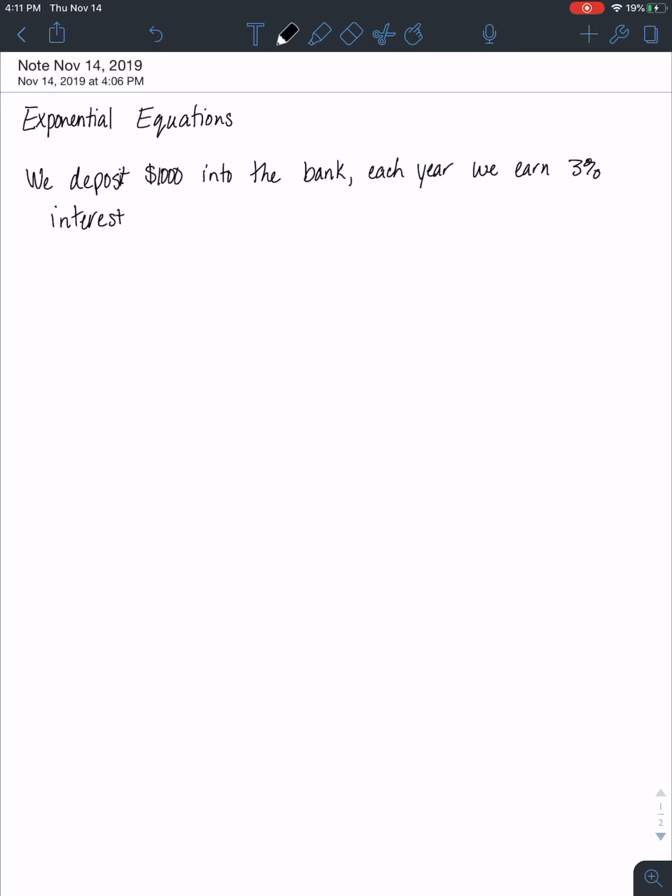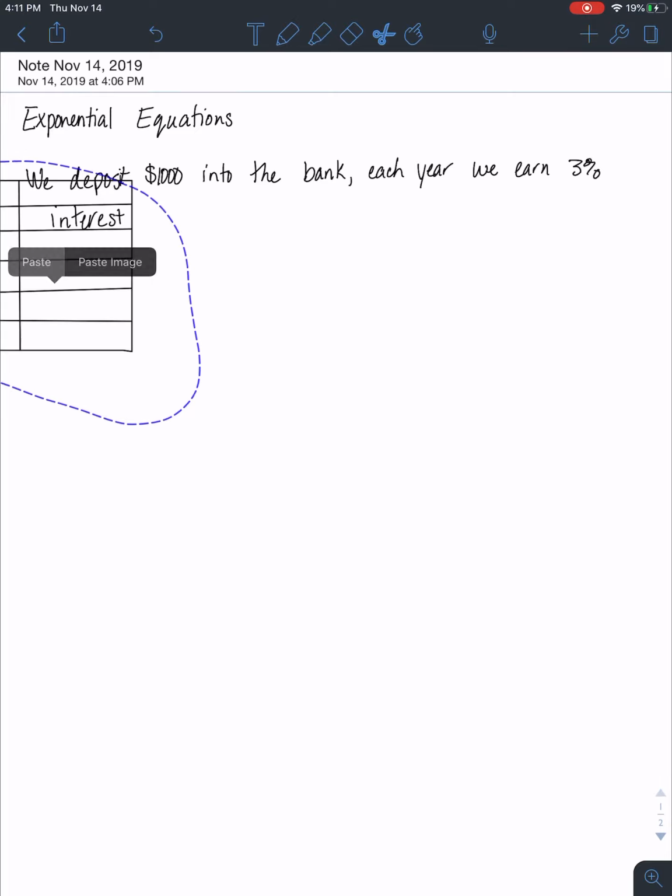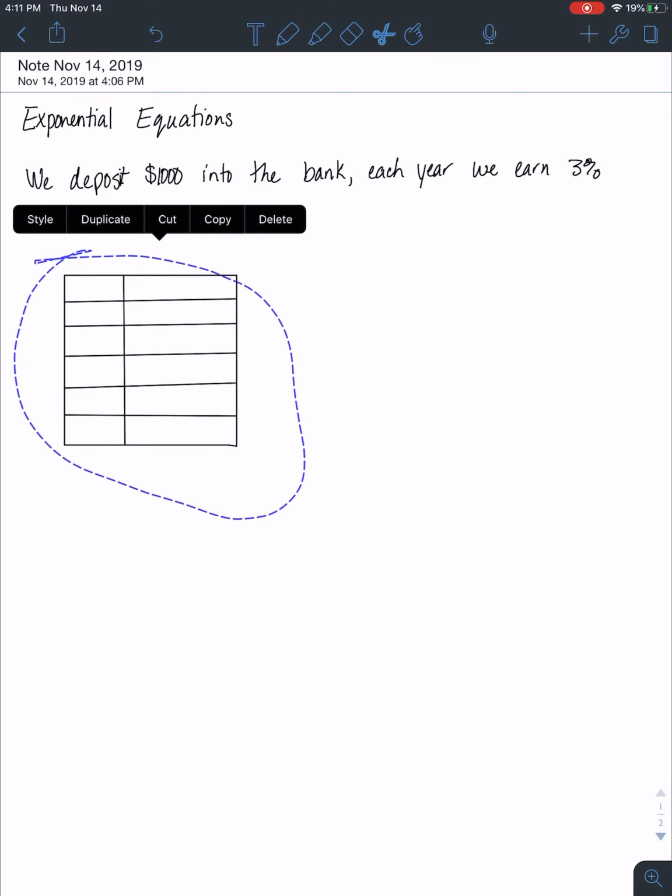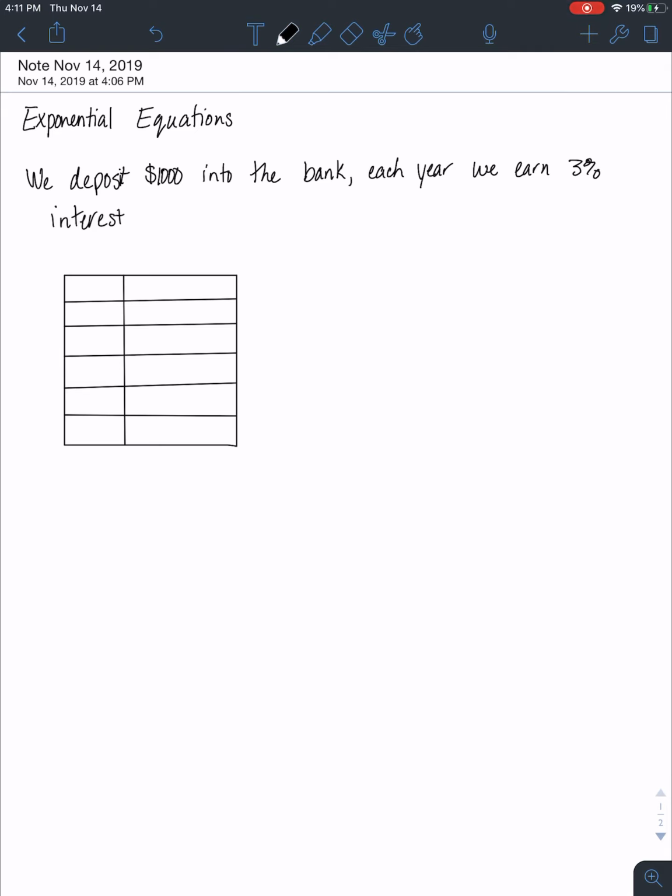So we're going to start. Let's make an XY table to explain what is going on in this situation so we can identify what's happening. So we're going to have T, which will be time in years for us, and we'll have M of T, which will be our money, the amount of money that we have. So we're going to start at year 0, and in that year we will have exactly $1,000.